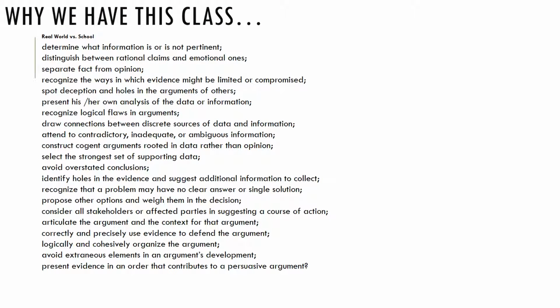All right, so when you probably looked at your syllabus, it had something like the following phrases listed in it. This class is going to teach you how to determine what information is or is not pertinent. Draw connections between discrete sources of data and information. Avoid overstated conclusions. And I bet you were just tickled half to death and just jumping out of your chair with excitement like, oh my gosh, I can't wait to learn how to do this stuff. Well, those things may not have gotten you excited, but if you got to something that sounded like articulate the argument and context for the argument, it may sound boring, but you probably want those skills.